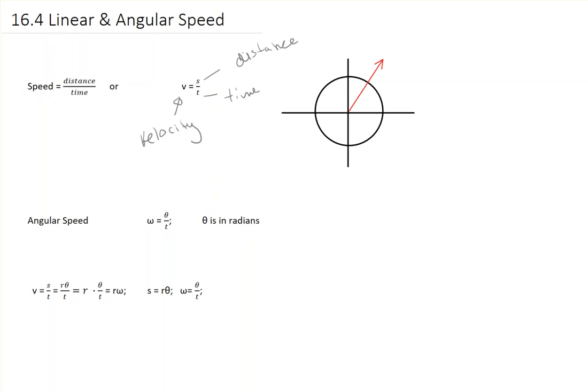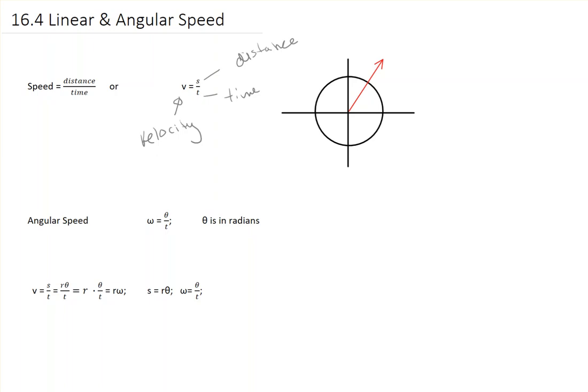Now, if you think about what that really means, because velocity is really like the speed and the rate, this is just a rearrangement of the formula we've talked about several times. Distance equals rate times time.